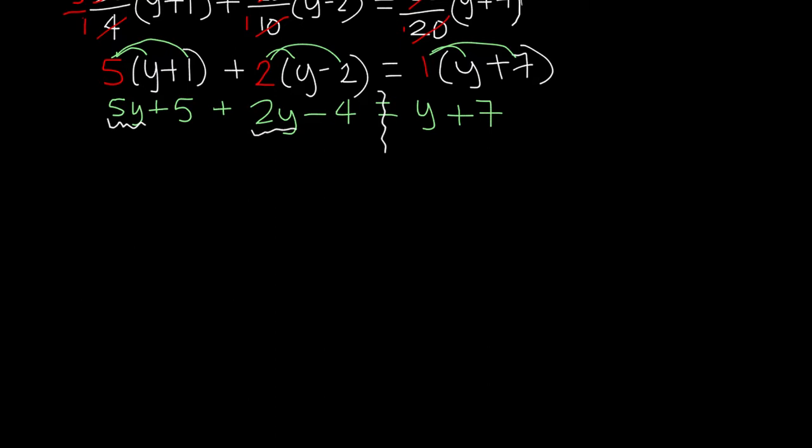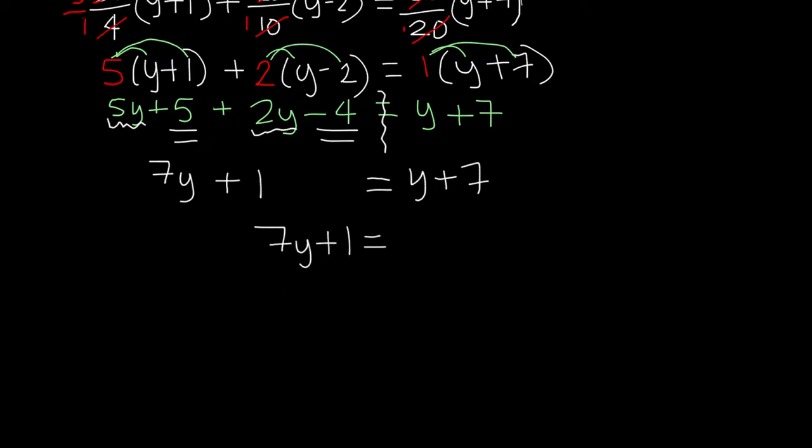We can combine 5y plus 2y. 5 plus 2 is 7, so that gives us 7y. And we can combine 5 and negative 4. 5 minus 4 is positive 1. Okay, now we've combined the left side of the equal sign. On the right side, there's nothing to combine, so we're just going to rewrite y plus 7. My equation's kind of spaced out, so I'm going to rewrite it one more time. 7y plus 1 equals y plus 7.